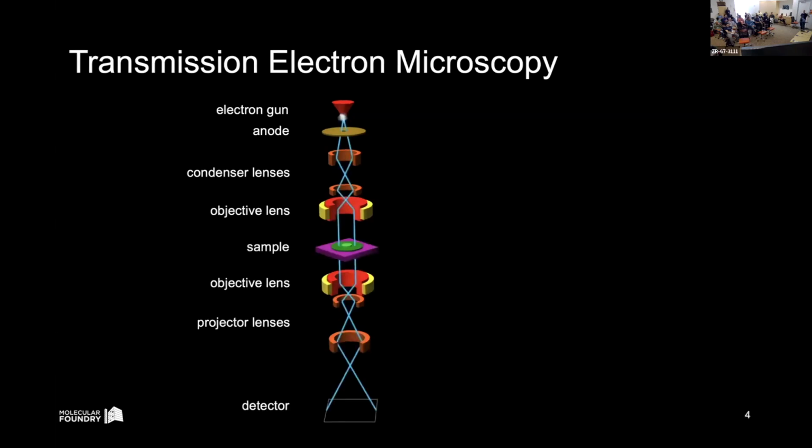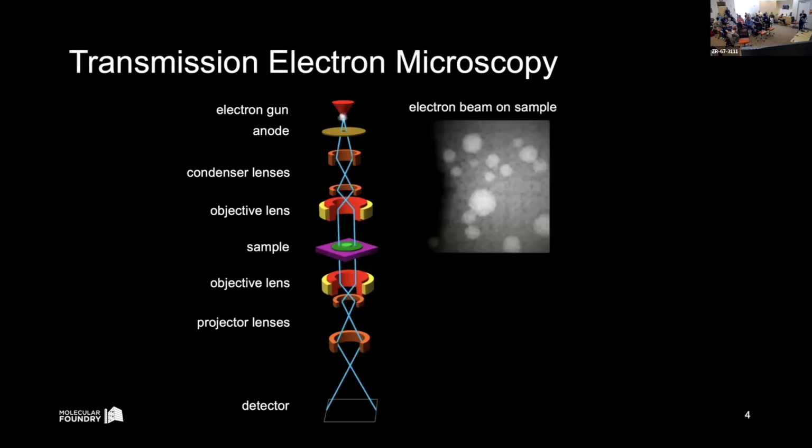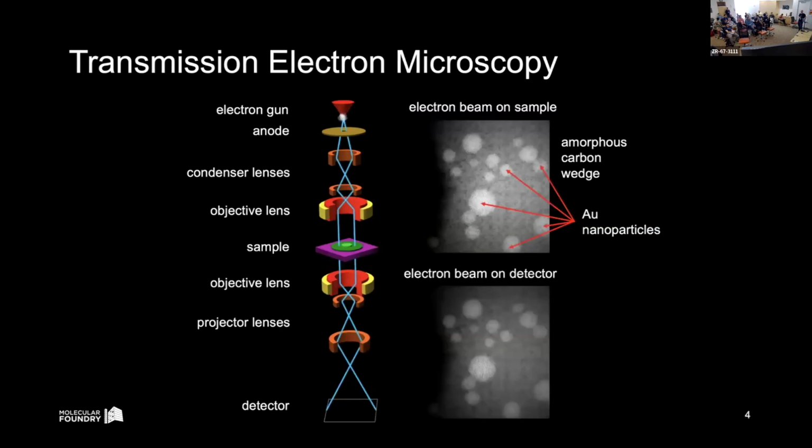So this is what the beam path might look like if you stick a sample in the path of the beam. This is what the electron beam looks like on the sample, and in this configuration, you get an image at the detector that just looks like a magnified image of the sample. So plane wave into plane wave.